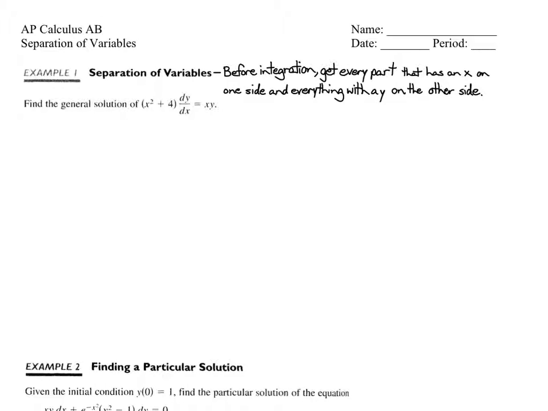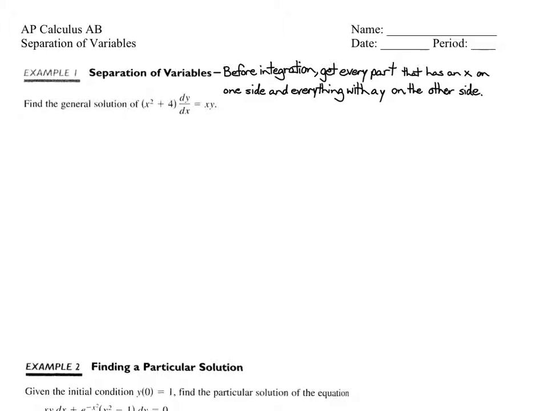Okay? So for example, in this case here, we have x squared plus 4 dy dx equals x times y, and we want to find a general solution for y. Now, when you're doing this, obviously we don't want dy dx in the answer for what y is, because if you don't know what y is, you can't know what the derivative is. So this is why we have to go ahead and separate the variables.